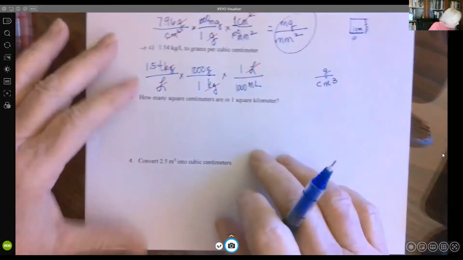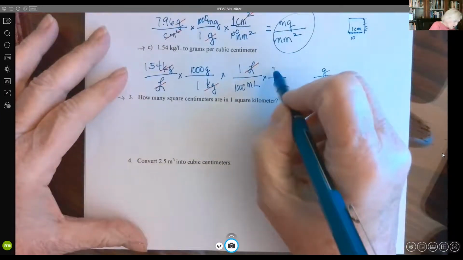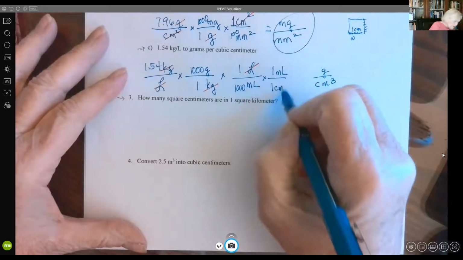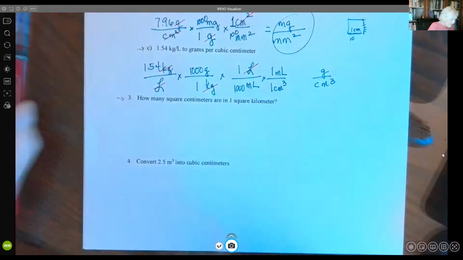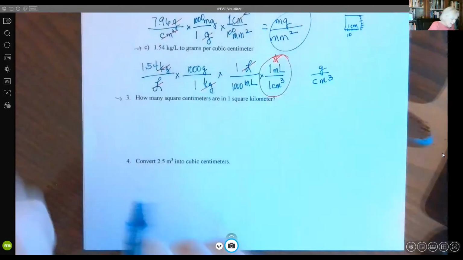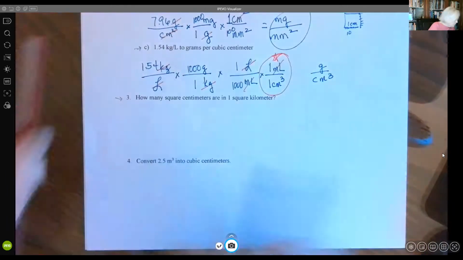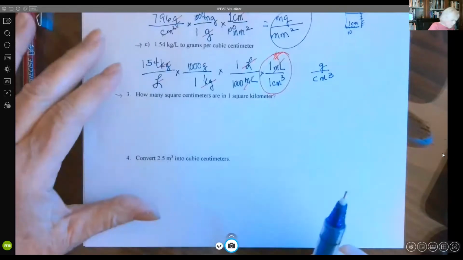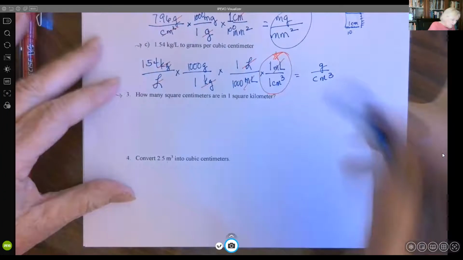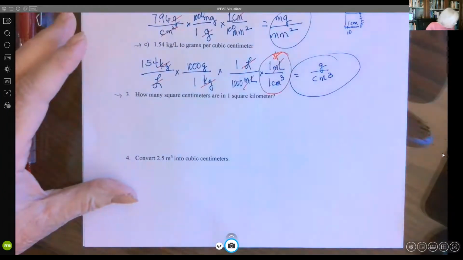Now here's the necessary step. I need to acknowledge that 1 milliliter is 1 centimeter cubed. That is a necessary step. It lets me go from milliliters to centimeters cubed. So you can do that math and look up the answer on Schoology with those units having been accomplished.